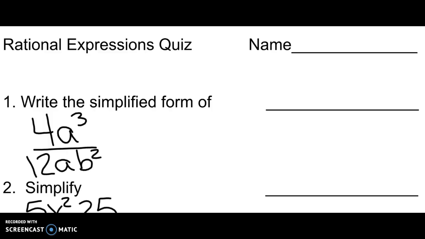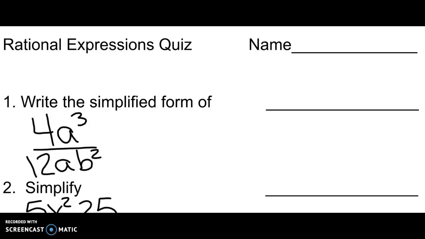Now here the quiz was worth 10 points and there were 5 problems. So each problem was worth 2 points. So you could get partial credit for getting to a certain point and showing that you know something about each problem. All right, so number 1, we're going to write the simplified form of 4a cubed over 12ab squared.